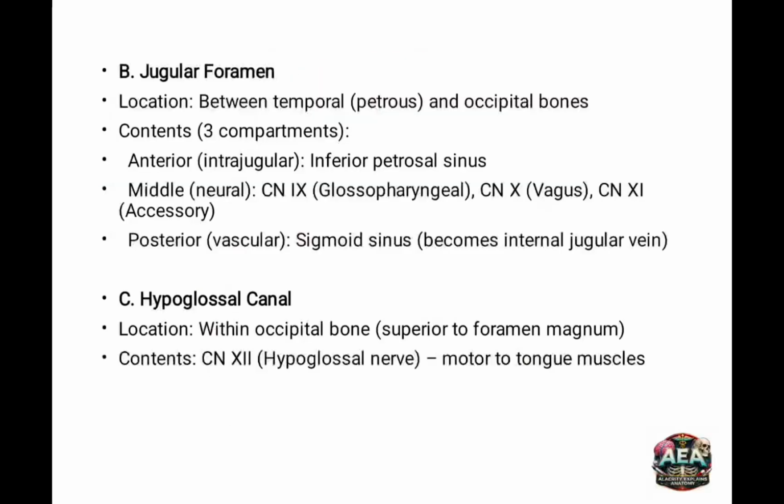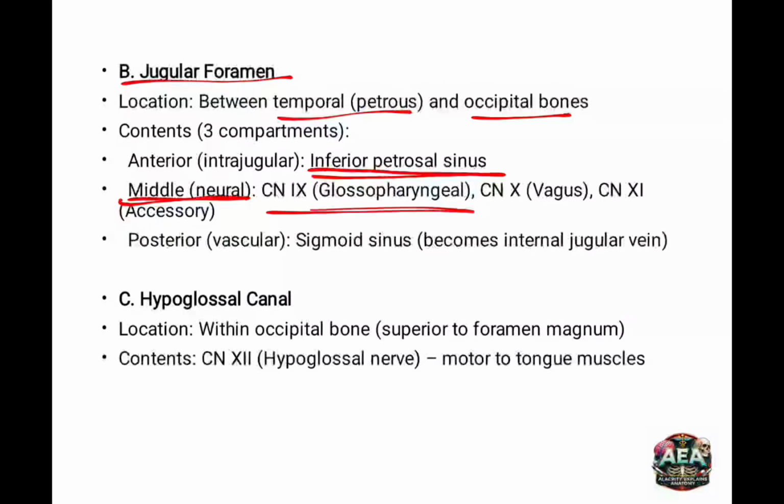Yes. So we now have the jugular foramen, which is between the petrous part of the temporal bone and the occipital bone. It contains structures that pass through it. Anteriorly, we have the inferior petrosal sinus. In the middle, we have the glossopharyngeal nerve, vagus nerve, as well as the accessory nerve. Then posteriorly, we have the sigmoid sinus.